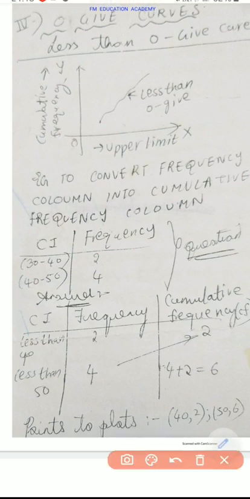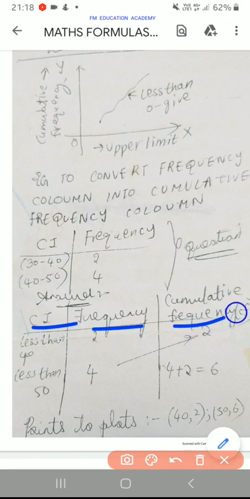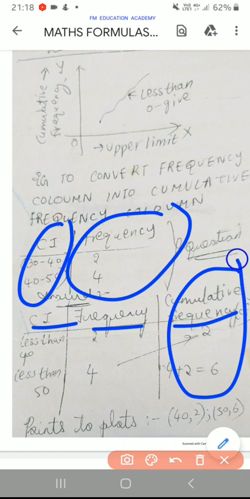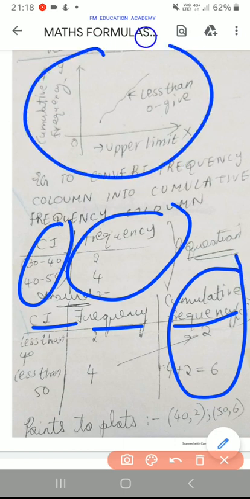So here we have class interval, frequency and cumulative frequency. If in the question only class interval and frequency are given, you have to find the cumulative frequency column and then plot the graph. Okay, because on the y-axis we need cumulative frequency values.